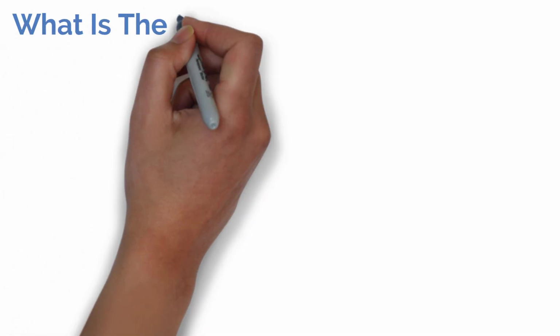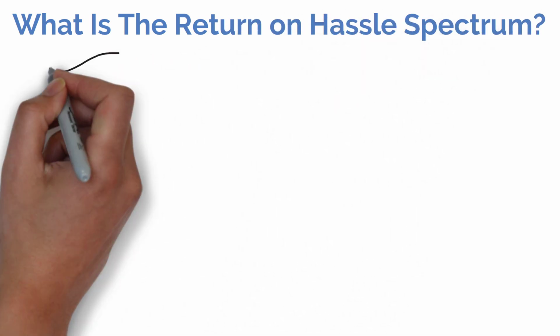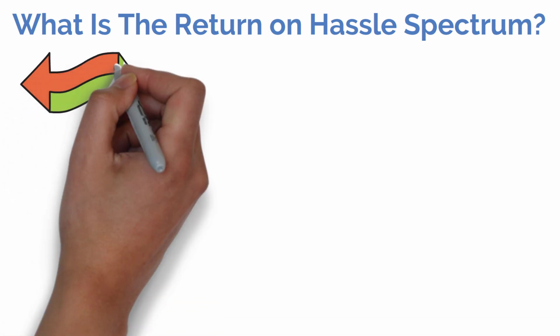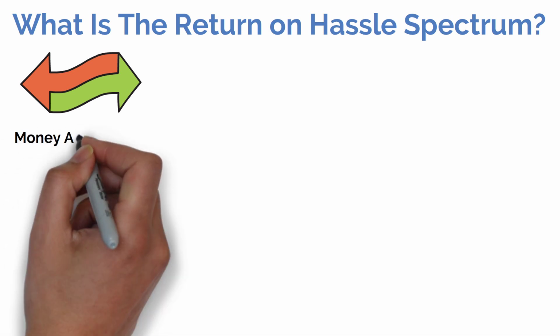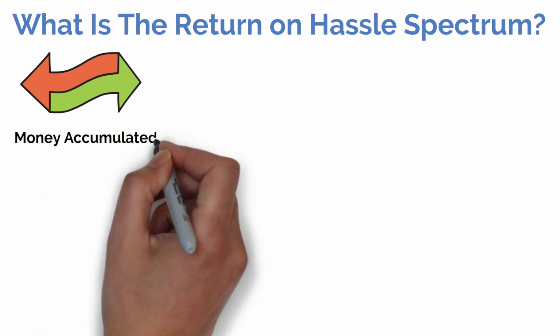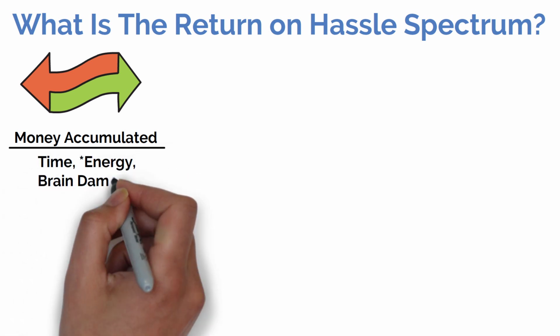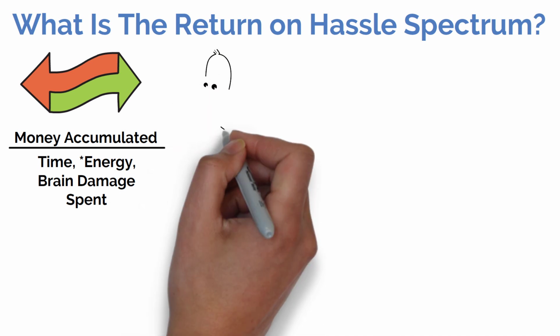The return on hassle spectrum is exactly what it sounds like. It's a chart that attempts to illustrate the relationship between the rate of return on an investment or strategy and the difficulty or hassle related to earning said returns. As Baldridge puts it, it's the amount of money you will save or earn divided by the time, money, and brain damage it takes to get there. I would throw in stress along with the brain damage part, but that's the general idea.